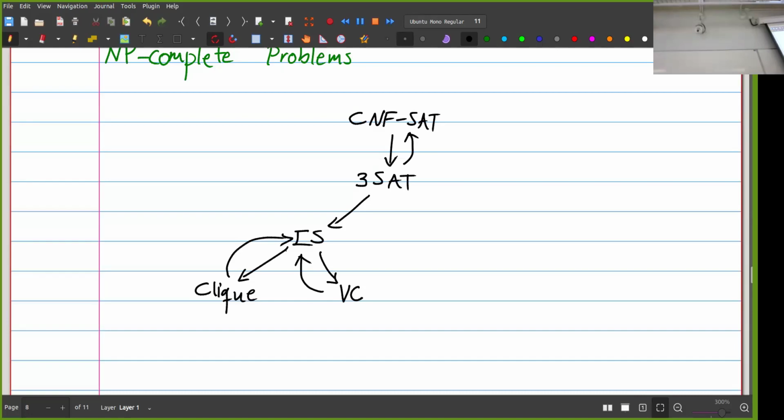Now, in some cases, I have shown you some of the reductions, but let me actually do a reduction that creates a cycle in this graph because I like cycles. So let's say I want to reduce clique to CNF SAT. And basically, this is further evidence that all of these problems have the same difficulty, in the sense that if you have a polynomial time algorithm for one of them, you have a polynomial time algorithm for all of them.